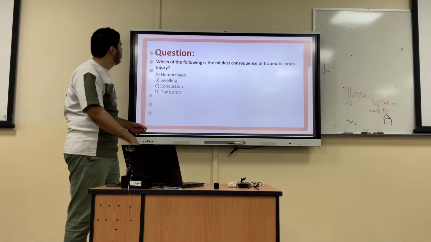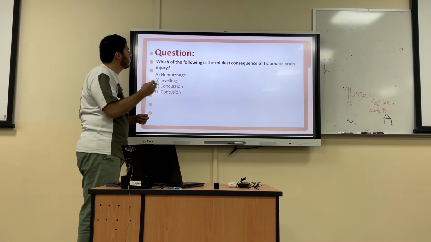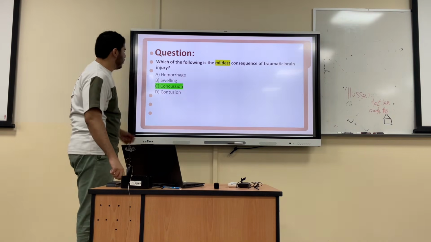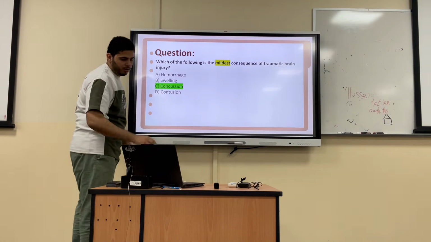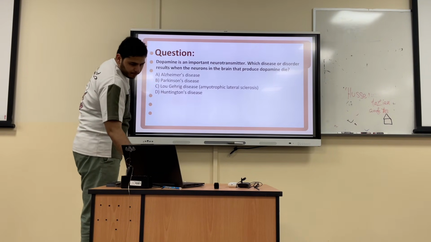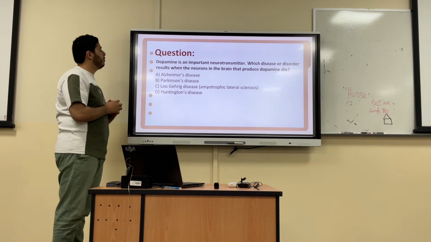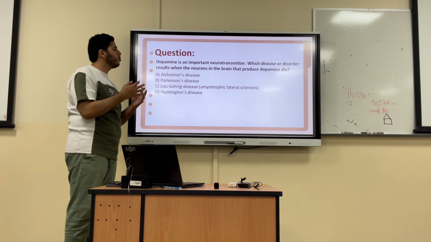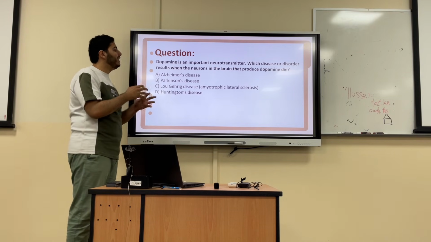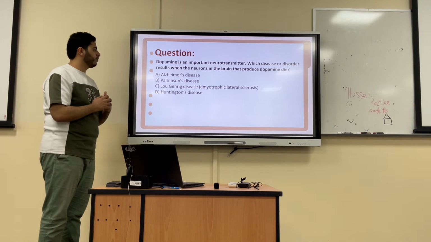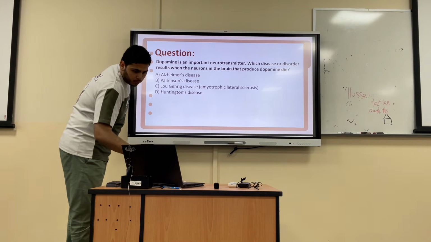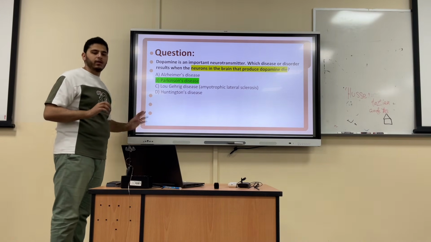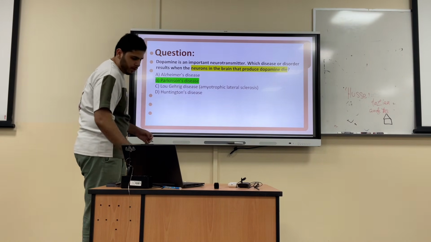Here we have questions. The following is the mildest consequence of traumatic brain injury. Of course, it's concussion, the mildest. Exactly. Now, another question. Dopamine is an important neurotransmitter. Which disease or disorder results when the neurons in the brain that produce dopamine die? Of course, the answer is Parkinson's disease. When they die, it's Parkinson's.